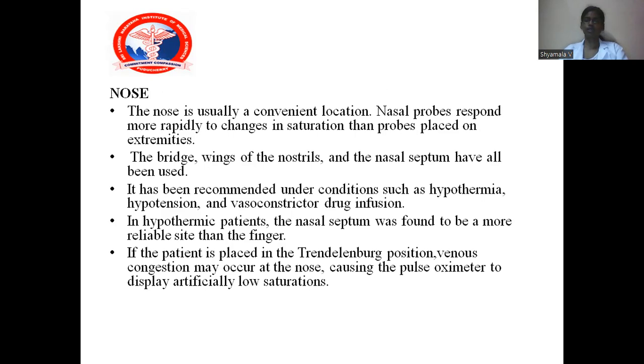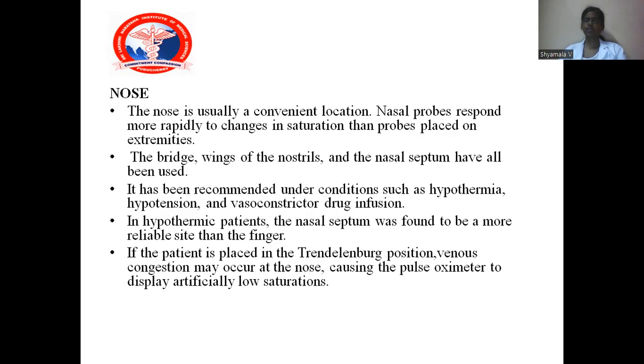The nose is usually a convenient location. It can be a better site as compared to a probe placed over the extremities. It can respond more rapidly to changes in saturation as compared to finger probes. The places where the probes are placed over the nose include the bridge, wings of the nostrils, and the nasal septum. It has been recommended under conditions like poor perfusion of the peripheral tissues, hypothermia, hypotension, or vasoconstrictor drug infusion.